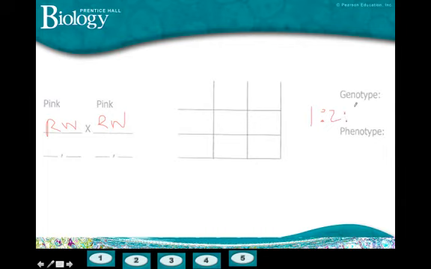Now, here's what's going to happen. You should end up with a genotype ratio of 1 to 2 to 1. One homozygous red, two heterozygous for pink, and one homozygous for white. That is not only the genotype ratio, it is also the phenotype ratio.